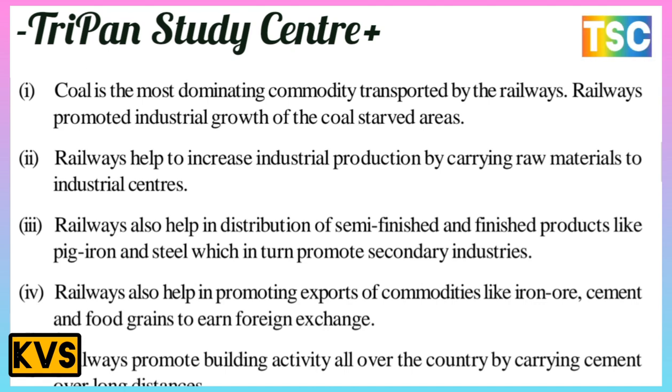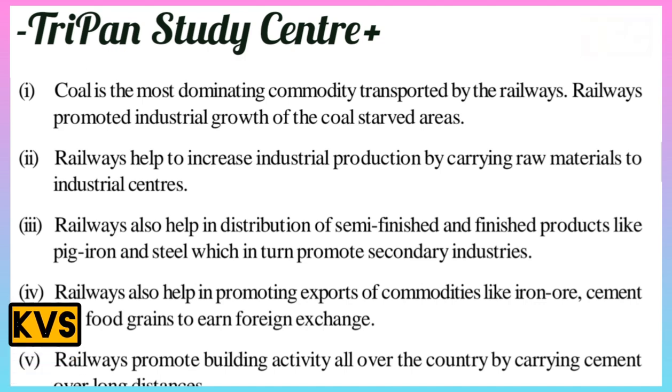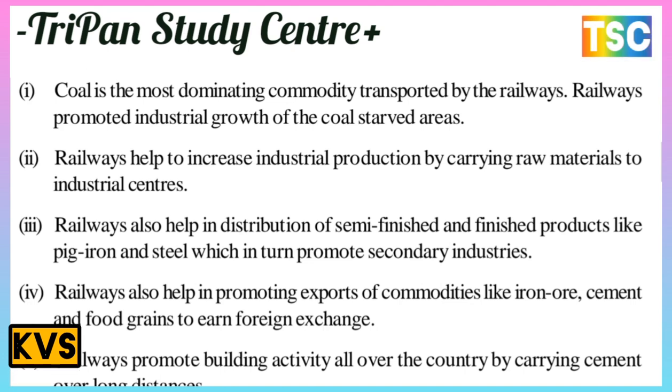Coal is the most dominant commodity transported by the railway, and the railway promotes industry growth in the coal-producing area. The railway helped with the increase of industrial production by carrying raw material to the industry centers. The railway also helped in the distribution of semi-finished and finished products like pig iron and steel, which in turn promote secondary industries.